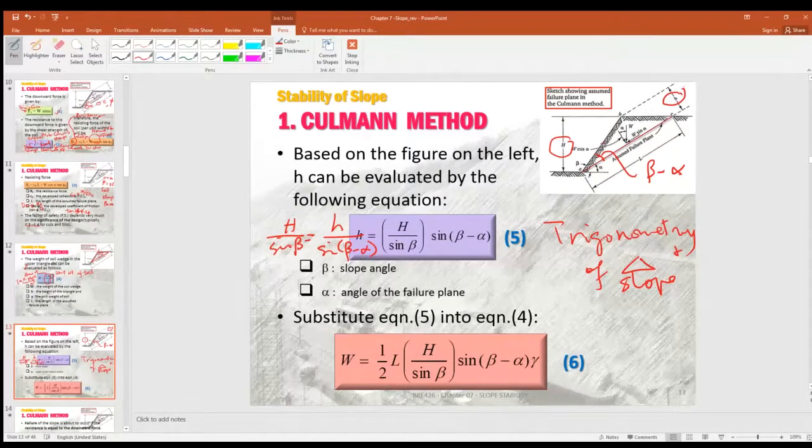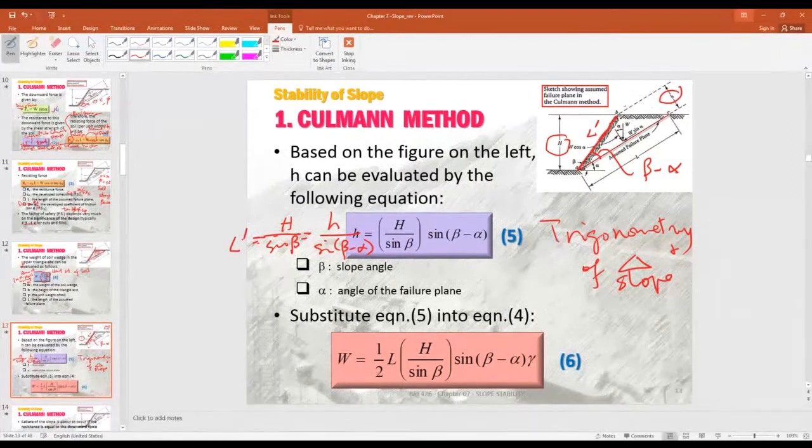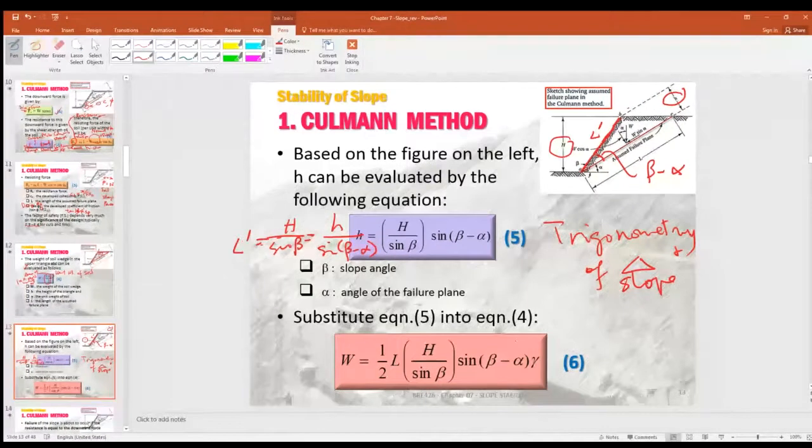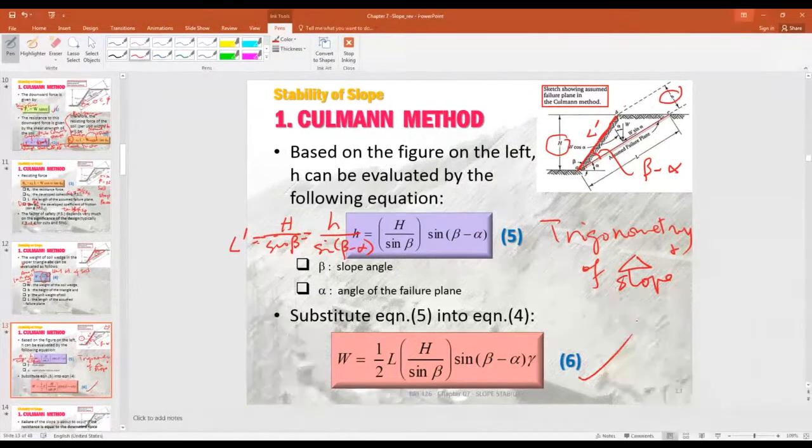You can see that h over sine beta gives you this here. If that's L dash, L dash is equal to the length of the slope, the sloping length. L dash is equal to H over sine beta, or small h over sine of beta minus alpha. So it's a matter of simple trigonometry, right? Now, given that, when you substitute equation 5 into the above equation, then you get this equation. So W is in terms of L, H, beta, alpha, and gamma.